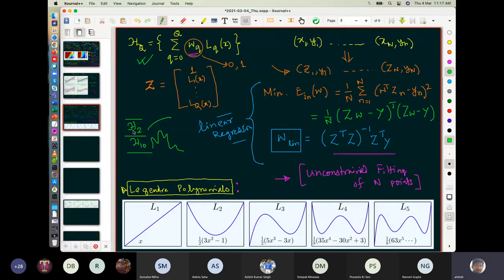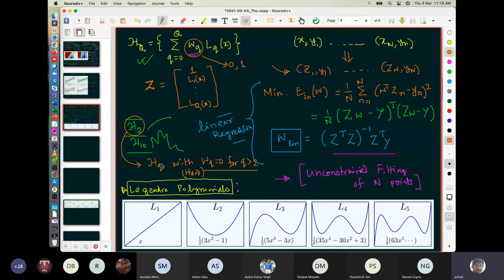Why? Because this H2 is nothing but HQ with WQ equal to 0 for Q greater than 2. Isn't it? This is a 10th order polynomial. If I constrain that 10th order polynomial to be like H2, I have to constrain all weights beyond Q greater than 2 to be 0, so that the polynomial compositions that I get will be second order. So it's a hard constraint, I would say.